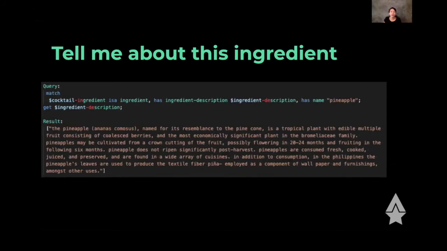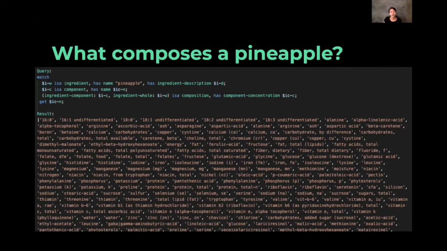Similarly, you can ask Gracken to tell me about this ingredient and give me the description. The syntax is largely similar, but here instead you're asking it to return the description. Again, you can also drill in and ask what composes a pineapple. So give me all of the compounds that are contained in a pineapple. And you can see that you can explore all these names. All of these have chemical structures attached to them, and there are common groups between different ingredients.